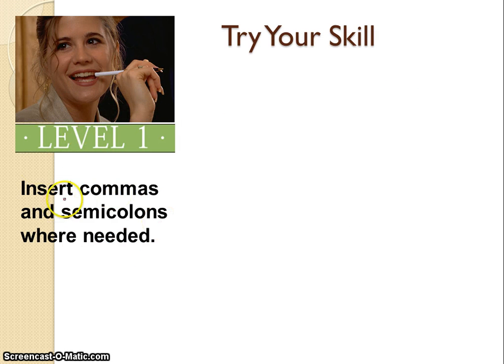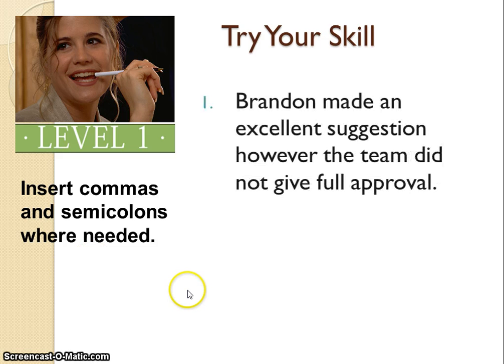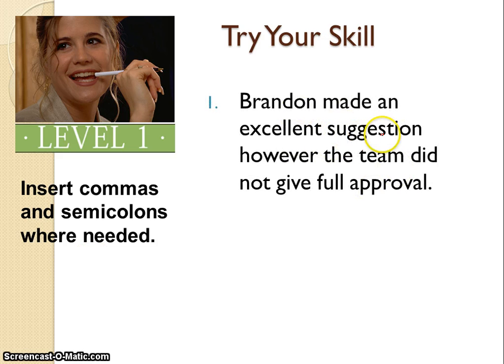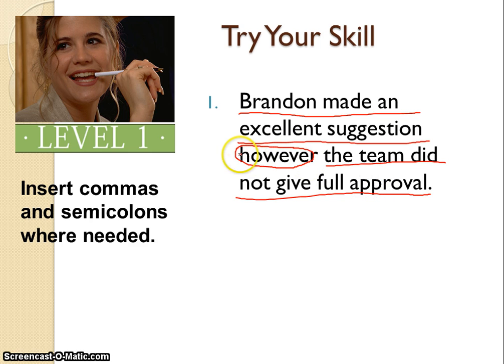Okay, let's try this. We're going to put some commas and semicolons where needed. Okay, Brandon made an excellent suggestion. However, the team did not give full approval. So we have Brandon made an excellent suggestion. Well, that's 1 independent clause. The team did not give full approval. Well, that's another independent clause. So what are we going to do with this? We're going to put a semicolon before it and a comma after it because it's more than 2 syllables.